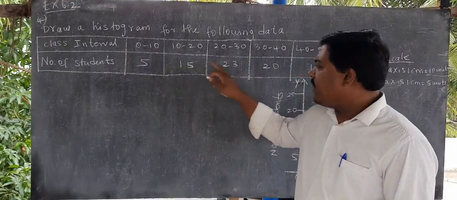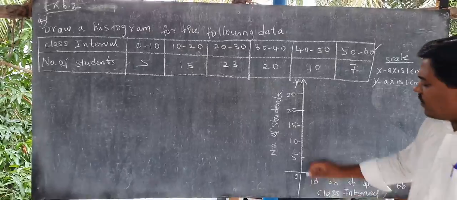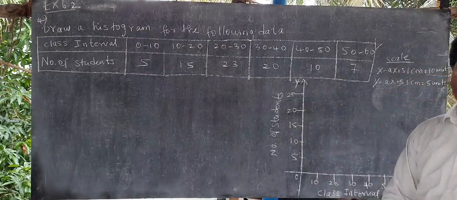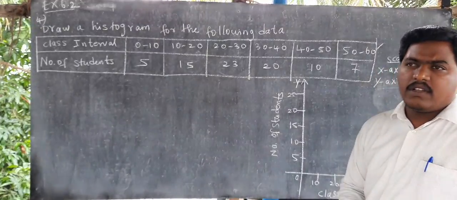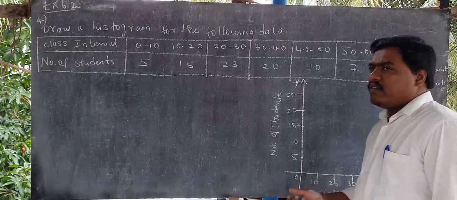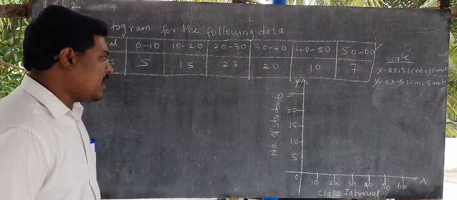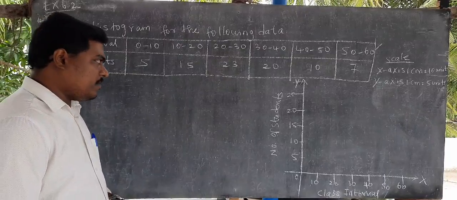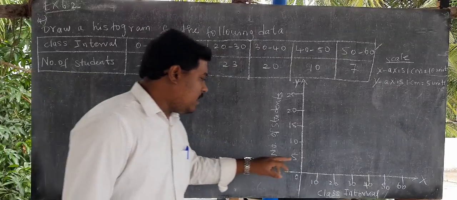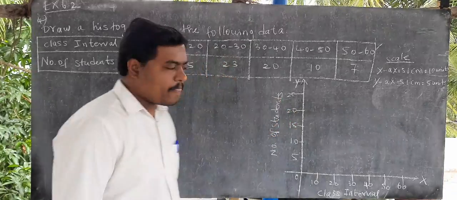So 5, 15, 23, 20, 10, 7. So here I take 5 units. Suppose we need to take 3 units, that also we can take. But what we have to take, to easily mention the graph, we need to take 5 intervals. It will be easy to draw. So for that reason I take here 0 and then 5, 10, 15, 20, 25.